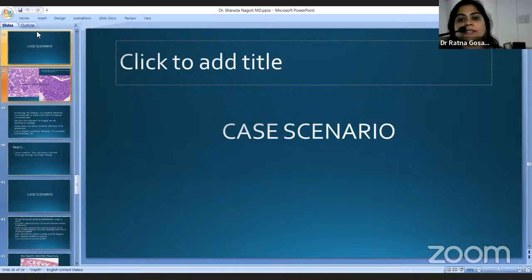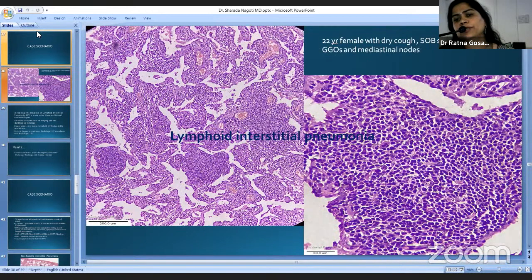So going to the next case scenario, this is a 22-year-old female. This is also a consult case which I got from Mumbai. She is a young female with dry cough and shortness of breath for 7 years. The CT showed bilateral ground glass opacities, and there was mediastinal lymphadenopathy. And this is what the biopsy showed.